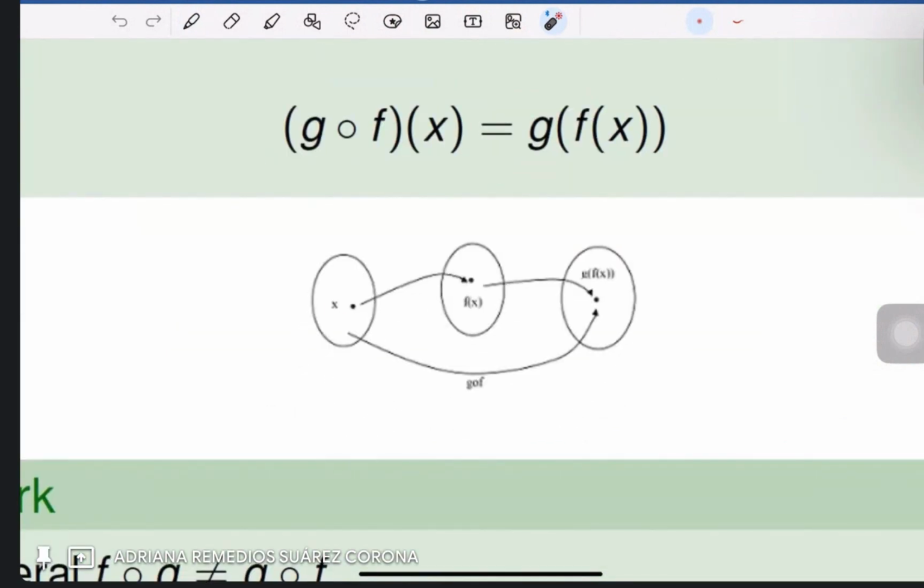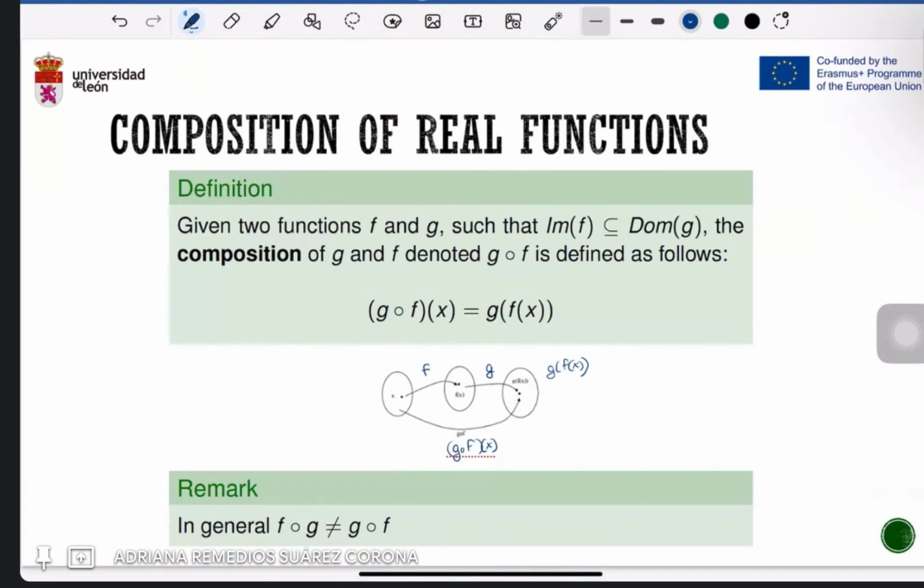So we have an x in the domain of f, we apply f of x, and then we apply g to the result. So we first apply f and then we apply g. The result is going to be g of f of x, or g composition with f of x, which is the same thing. In general, if we do the composition in both directions, it's going to be different. So composition is not commutative. We will see now some examples to see this.